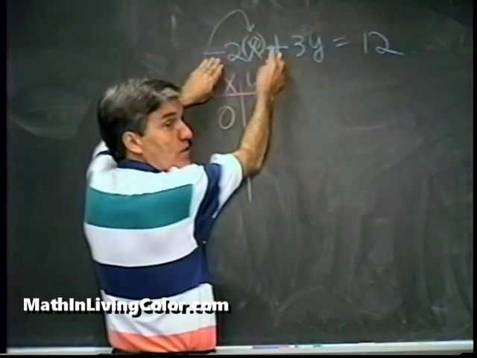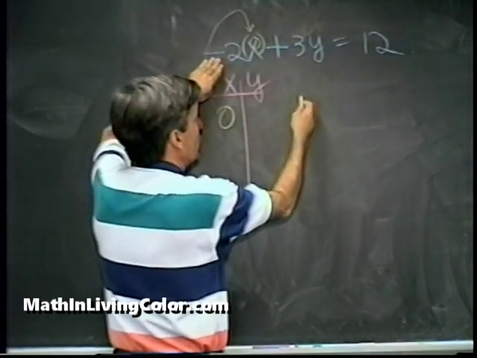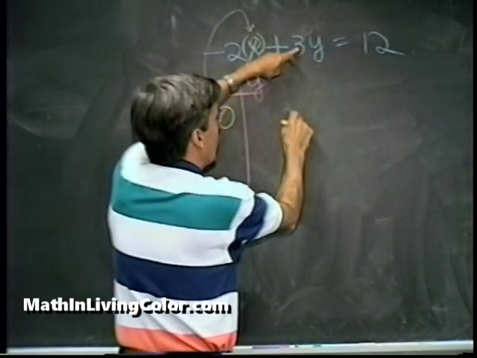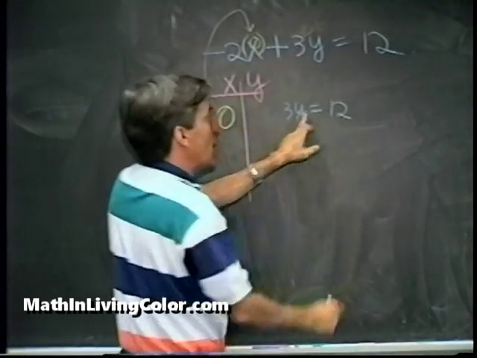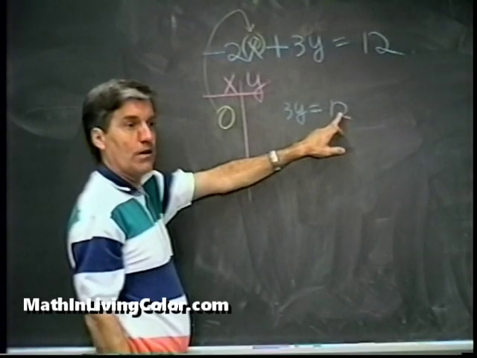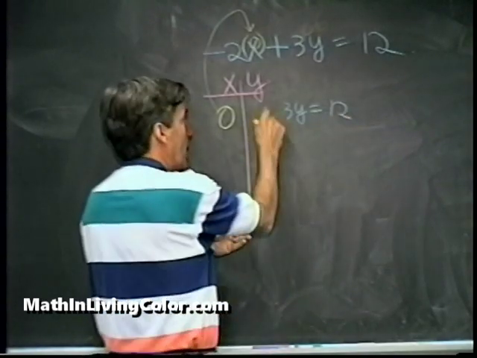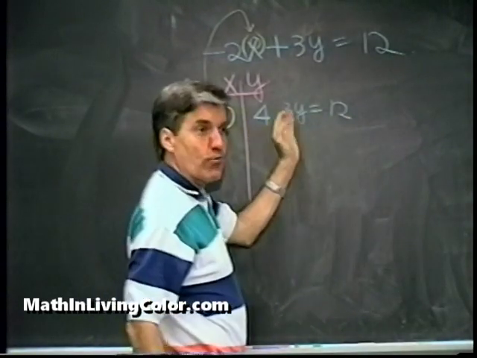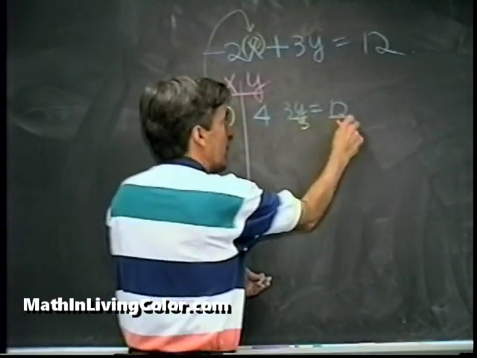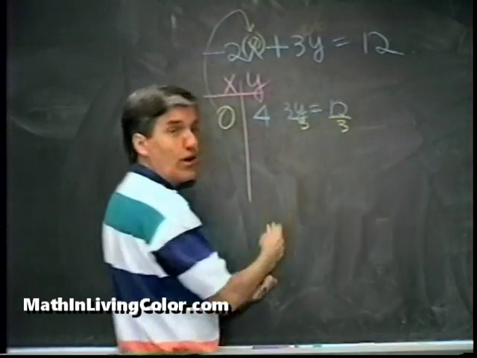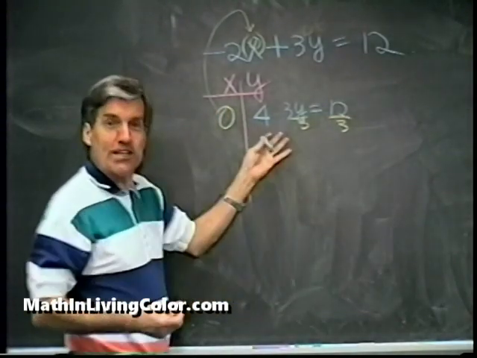What will this say now? Negative 2 times 0 is 0. What would you have altogether? You'd have 3y equals 12. Now, what would y have to be? 4, okay? y equals 4, because for 3y equals 12, we just divide both sides by 3, and you'll get y equals 4. Do you see that? Now that's an easy point, wasn't it?